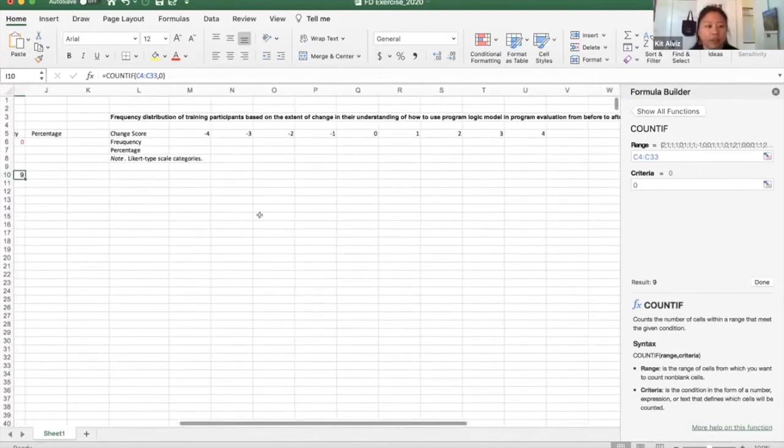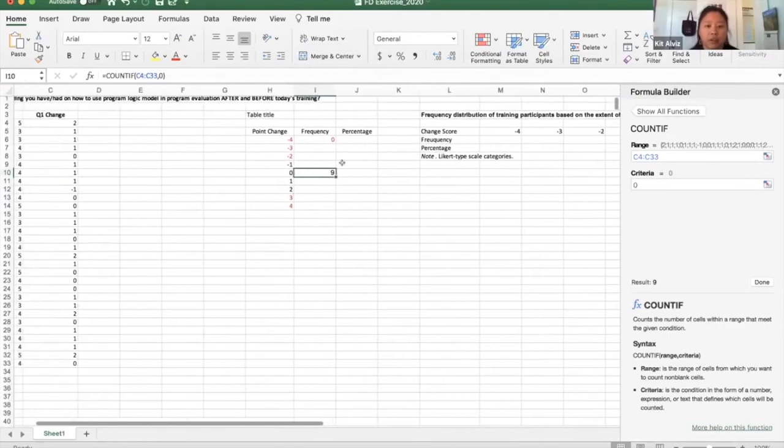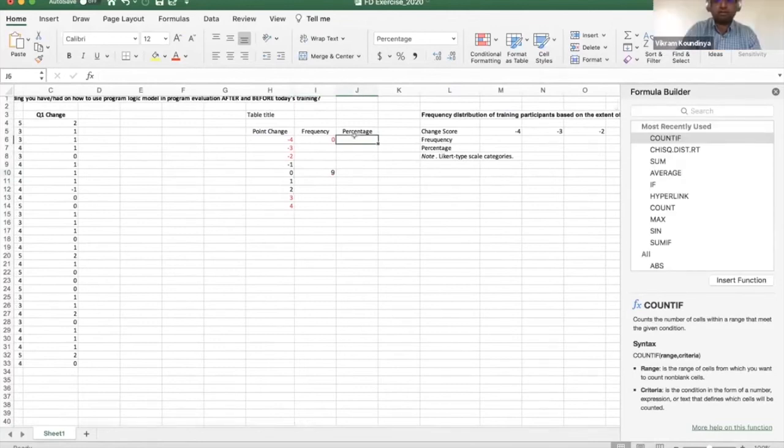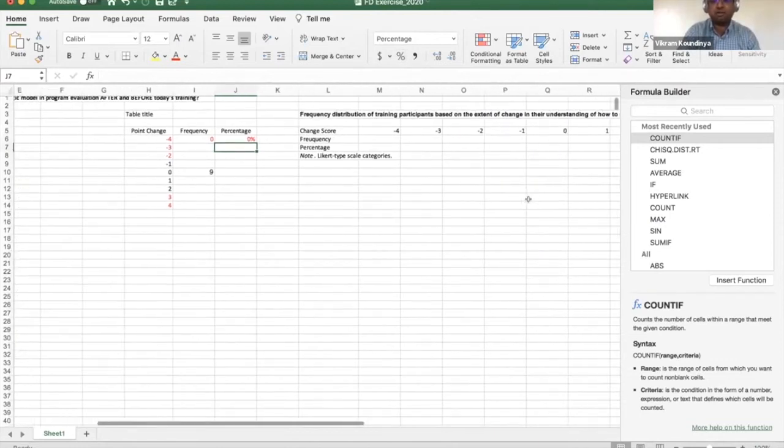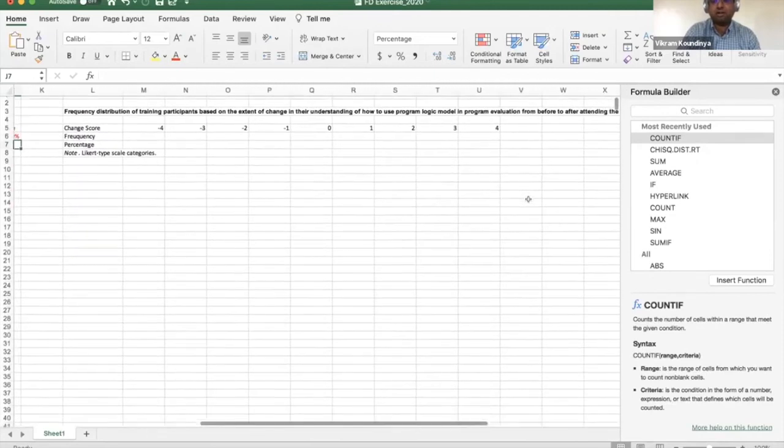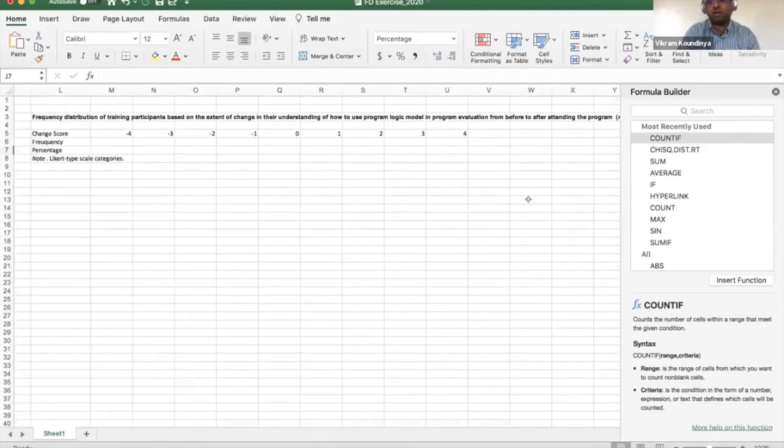Vikram, you have to do the percentage too, column J. Percentage is basically your observation frequency divided by the total sample size, which is 30 in this case. 30 people responded to the survey, and click enter and it gives a percentage. If it doesn't give a percentage, then click on this cell and then hit percentage here. So we'll populate all this and then fill out this table, and the groups will come up with 2 or 3 sentences of how they can report this.